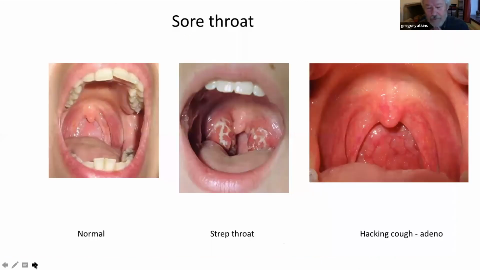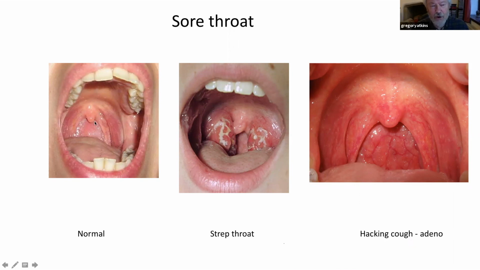Just to finish off, this is the last slide I've got in this session, a bit of practical information. If you've got a sore throat, the most common reason is a bacterial infection, streptococcal infection, which you see in the middle photo here. If you open your mouth and look in the mirror, you'll see these white spots or streaks on the back of your throat. That's the bacterial infection, the most common cause of a sore throat. And you can cure it. You don't need an antibiotic, usually an antiseptic lozenge will probably cure it.